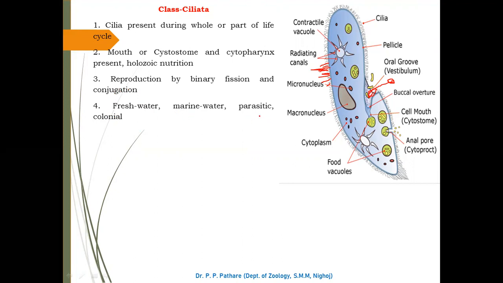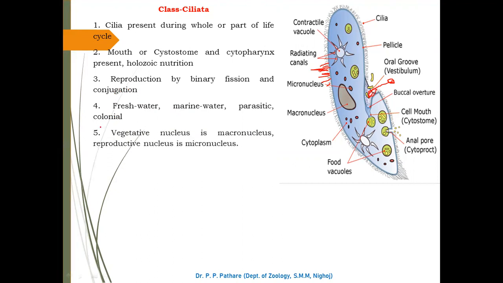They act as parasites in nature, meaning they depend on another living organism for food and shelter. Second, they are colonial. They show colonial habit; they make one proper colony for living purposes. The vegetative nucleus is the macronucleus. The reproductive nucleus is the micronucleus. You can just look here. This is a very important characteristic.